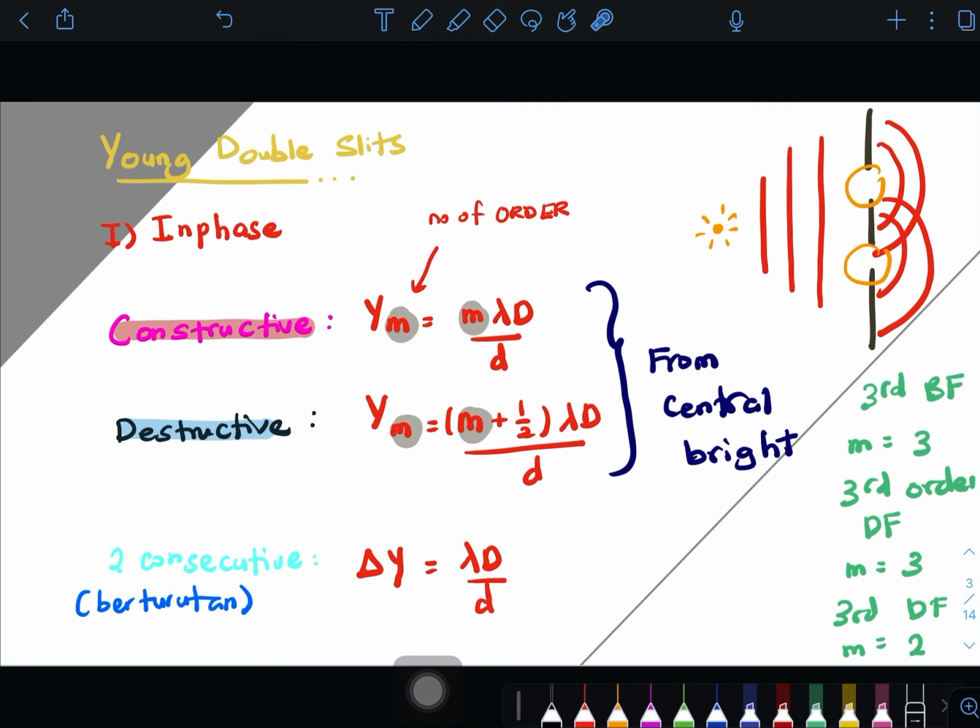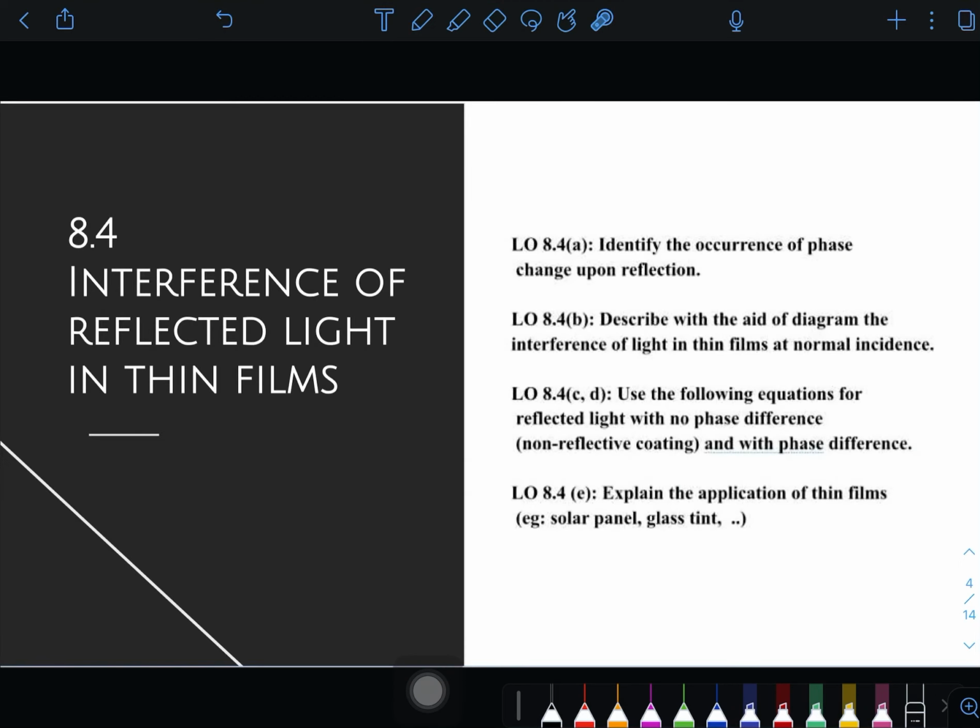Okay, and the second one, we have two consecutive interference. Dia ialah two consecutive berturutan, is either bright fringes ataupun dark fringes yang bersebelahan. Okay, so the equation akan jadi delta Y equals to lambda D over d, and we have learned how to find the number of order. Okay, alright. So today kita akan masuk 8.4, interference of reflected light in thin film.